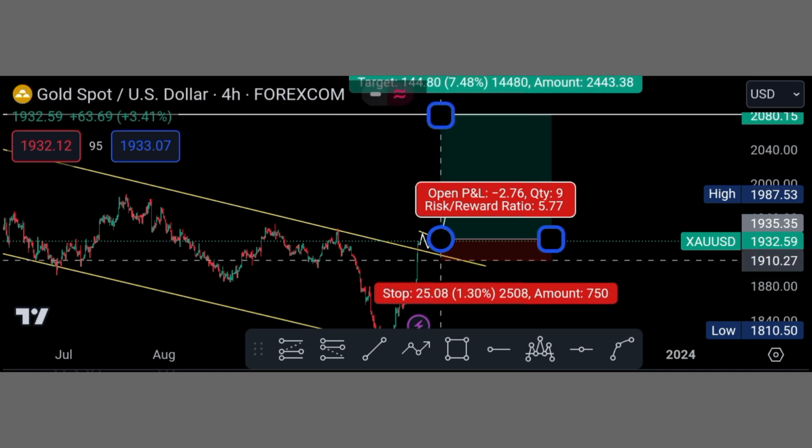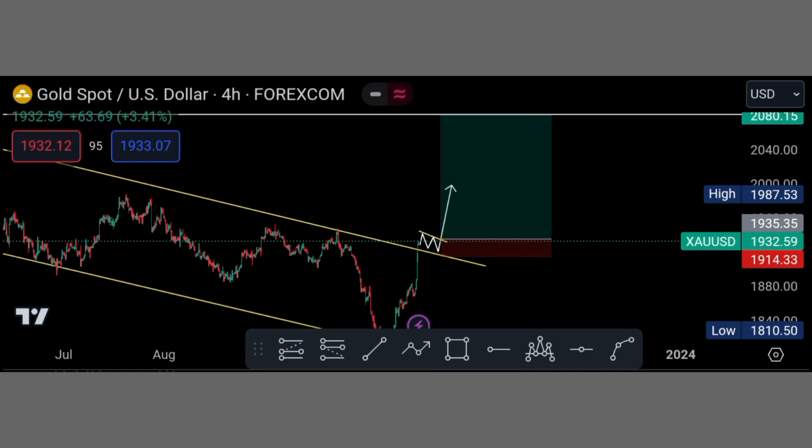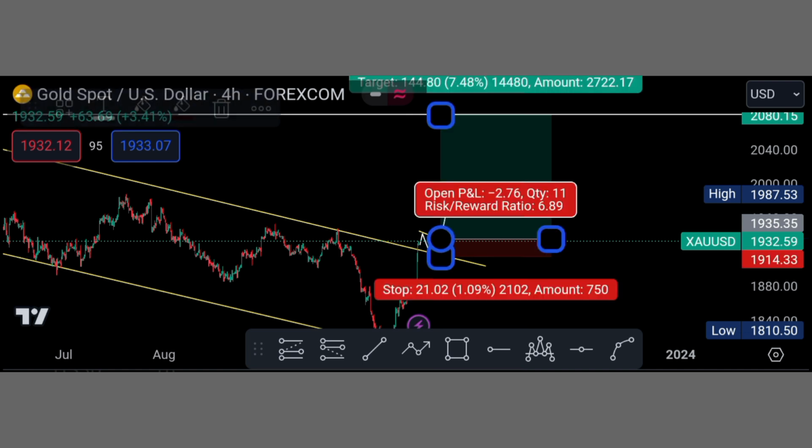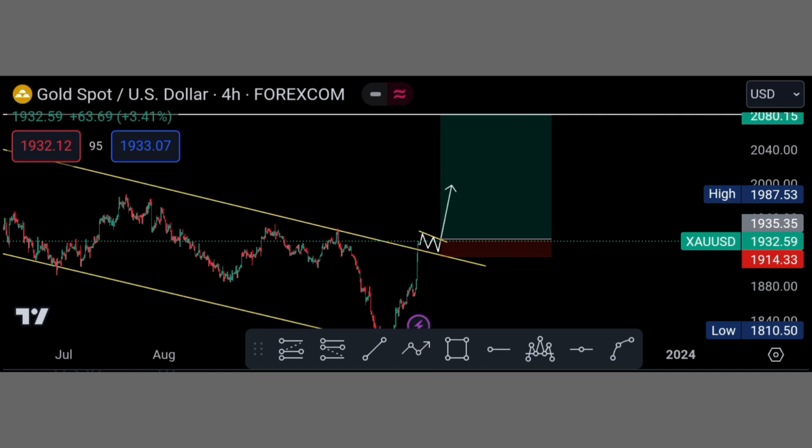Once the market breaks, then I'll take profit levels all the way to the upside, right? Let me just adjust this. Okay, yeah, then I'll take profit all the way to the upside. This is a 1:6.89 risk to reward ratio, which is amazing, guys. So yeah, we're gonna go over to Nasdaq right now.